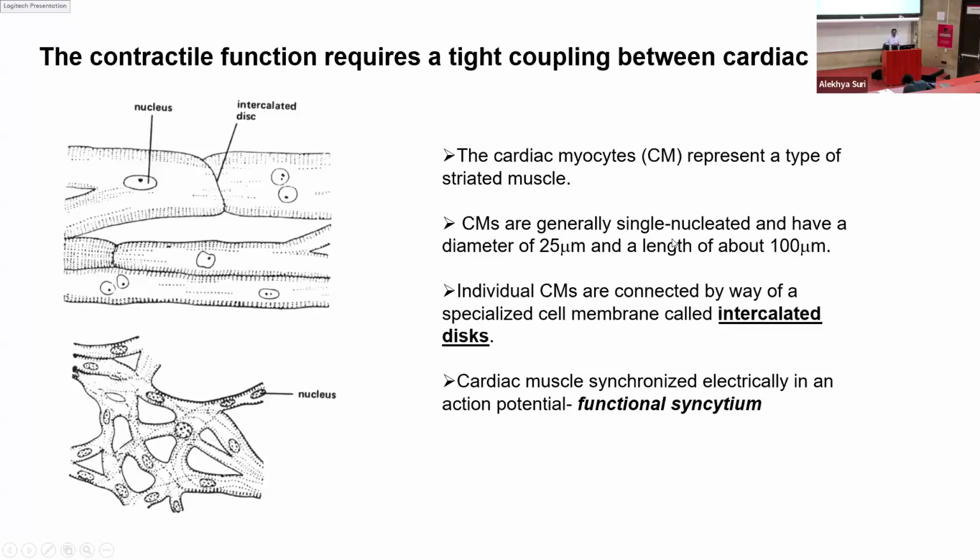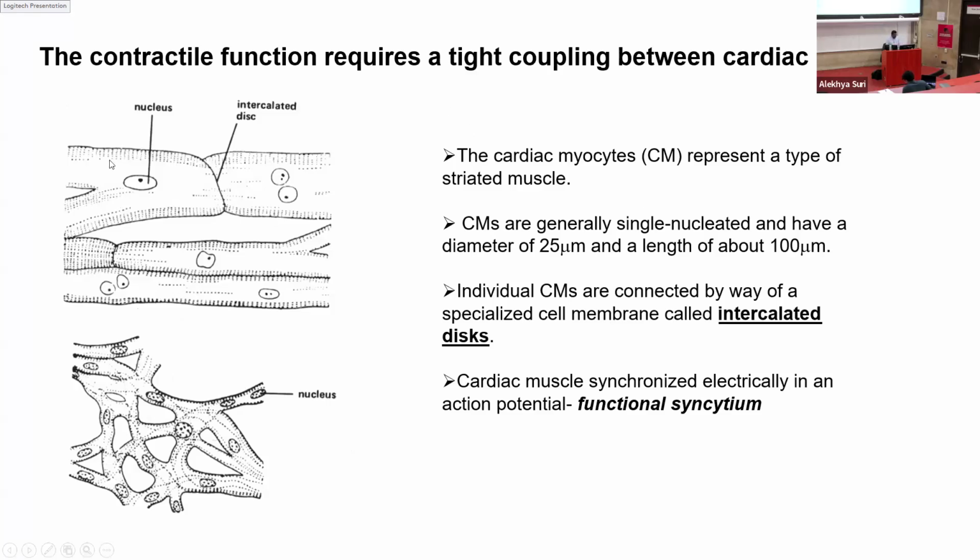Each cardiac myocyte is usually single nucleated. Sometimes you will see two nuclei, but mostly they are single nucleated, with a diameter of 25 microns and a length of 100 microns. This is a normal size. However, during pathological conditions, you will see enlarged myocytes, which will be more than 100 microns in length.